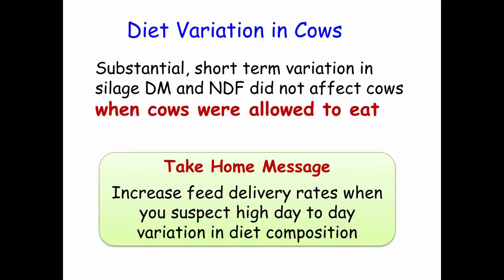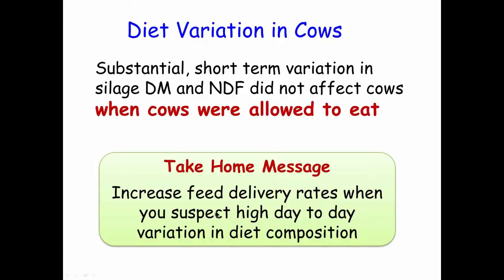We've done more experiments than what I can talk about here, but substantial changes in dry matter and NDF did not affect production of the cows if we allowed these cows to eat. So if the diet is highly variable, NDF, and we've done this in protein, we've done this in fat, one way you can manage that is you feed more. What that means is you're going to be throwing away feed on these days when you feed more and they leave it, it's thrown away, but then on the days when they eat more, they can produce the milk they lost on the day before.